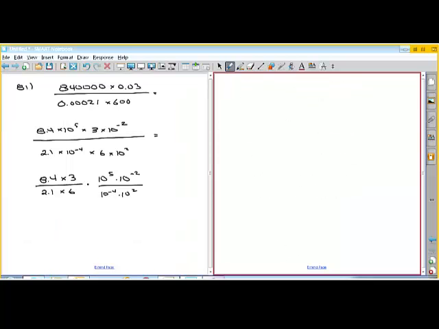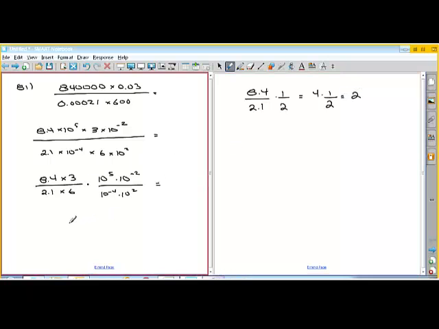Okay, let's do the numbers first. So let's see if we can just do some simplification. Well, we got 8.4 over 2.1. Notice 3/6 can become 1/2. Also, 8.4 divided by 2.1 is actually 4. So that becomes 4 times 1/2, which is 2. So all this stuff at the front becomes 2.